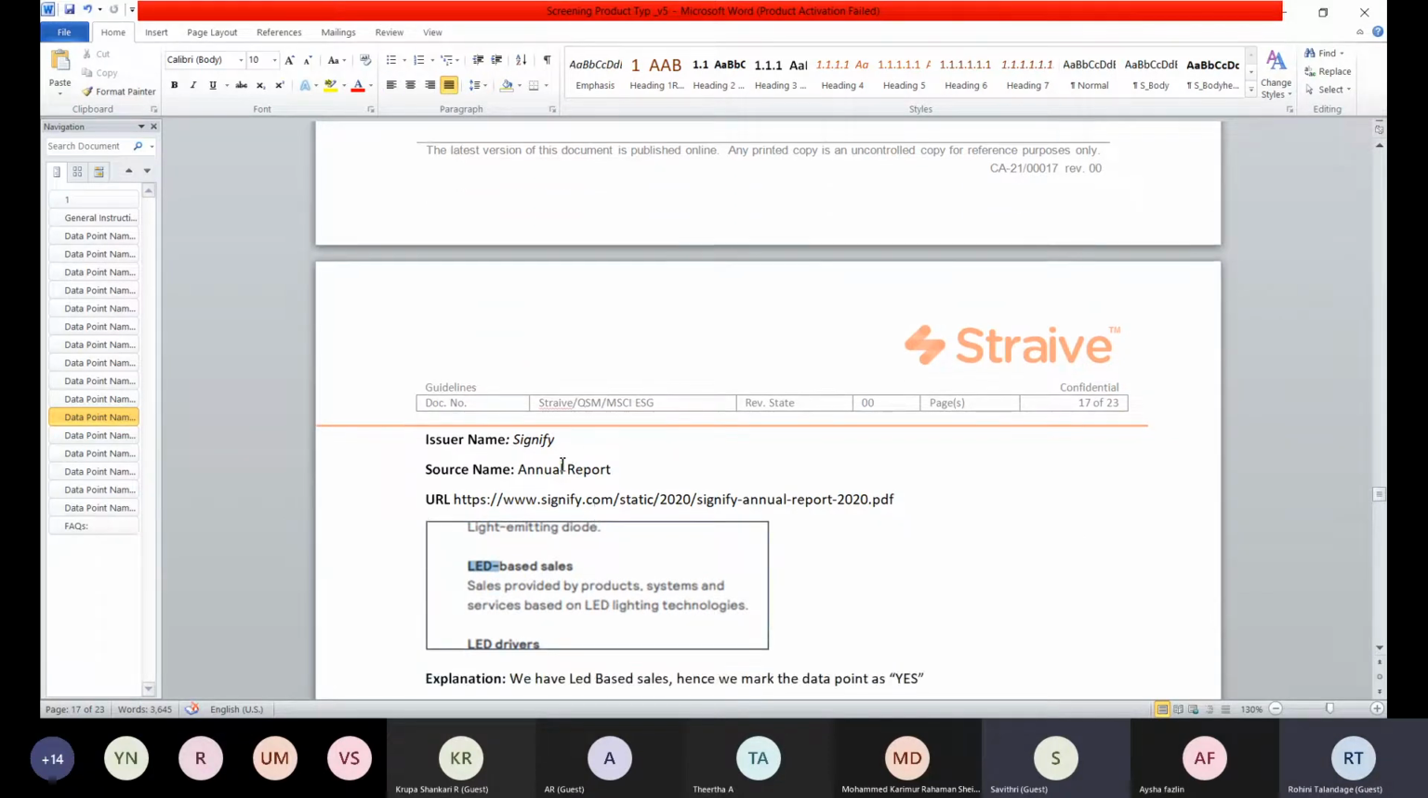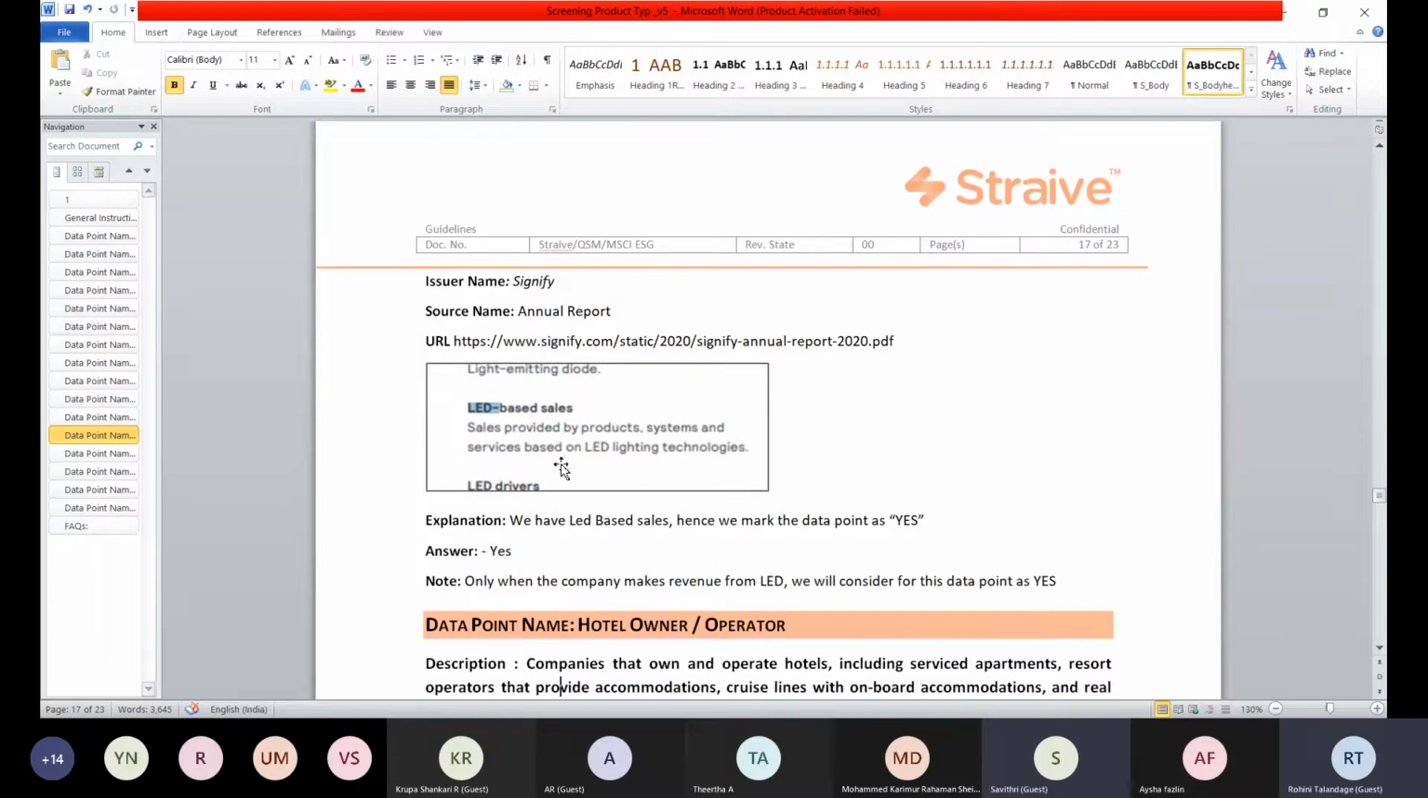So for this snap, you can see LED based sales. This sales is provided by the product systems and the services based on LED lighting technologies. So what they are saying is they are selling the products which are related to the LED lighting technologies. So we can mark it as yes for this data point.